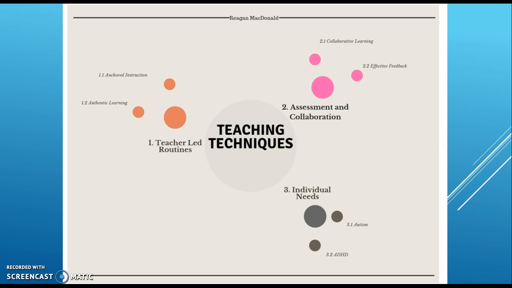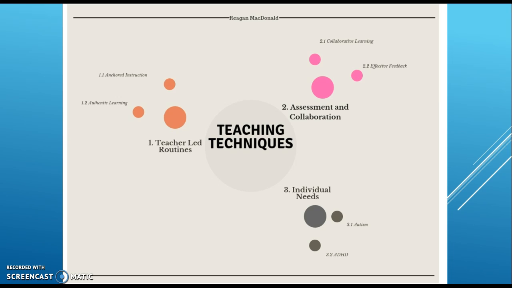First, we will look at teacher-led routines, with the first one being anchored instruction. So anchored instruction engages students in their learning. It is a technology-based approach, and it is important that it engages the students, but it doesn't take away from the content. These anchors are usually shown at the beginning of the lesson just to get them hooked and engaged in what they will be learning. A good example of an anchor is a case study or a short video.